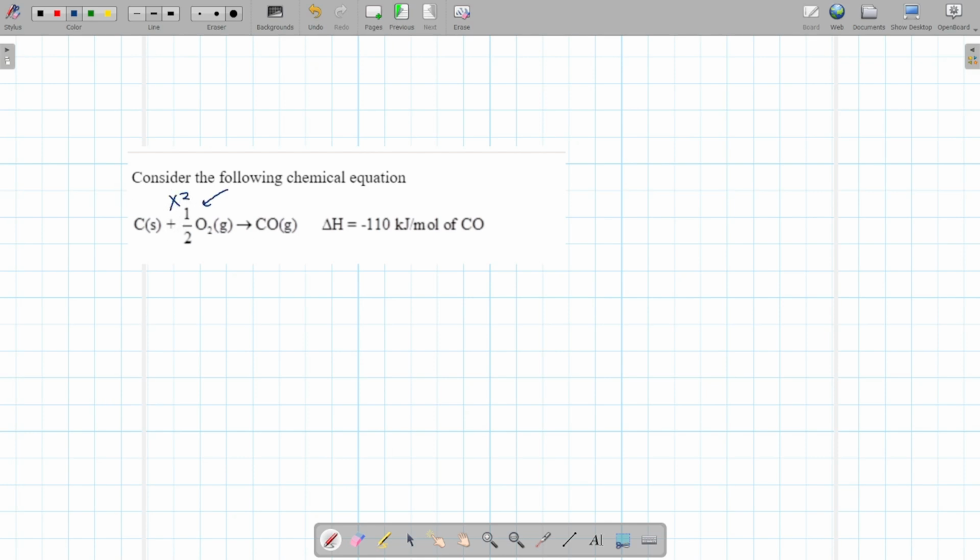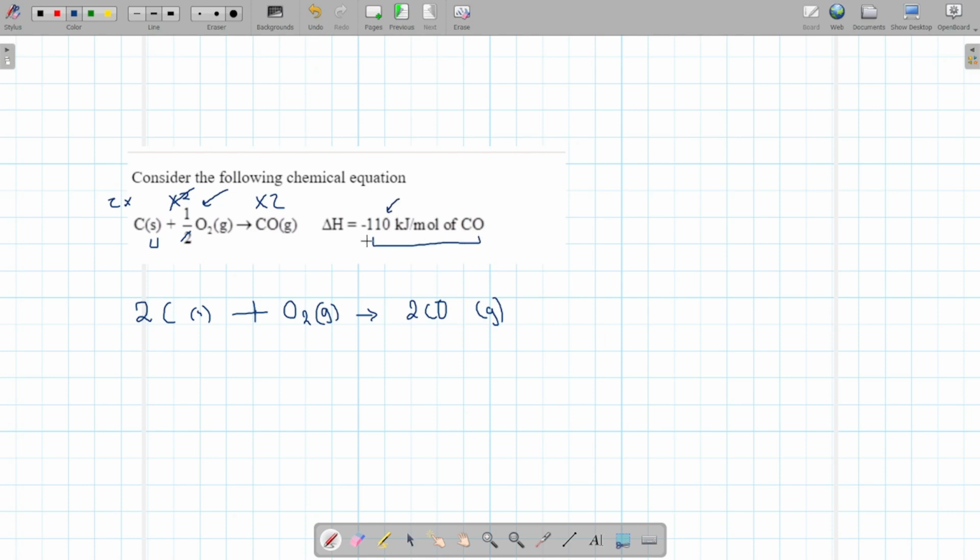You would multiply everything by 2, to cancel out the over 2. And you can't just multiply one thing, you have to multiply the whole equation. So it'll become 2C plus, and they said state symbols, so don't forget state symbols. Put solid, plus O2. You don't write 1 O2, you just write O2, which is gas, to produce 2CO, again gas. Now the energy part.